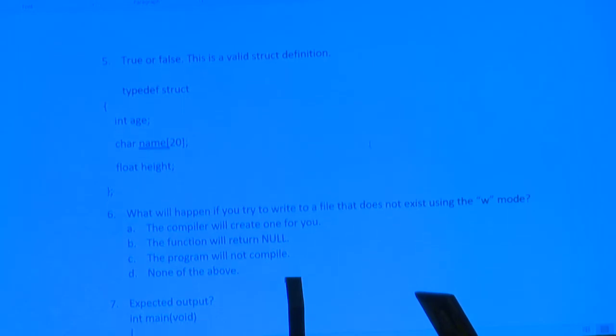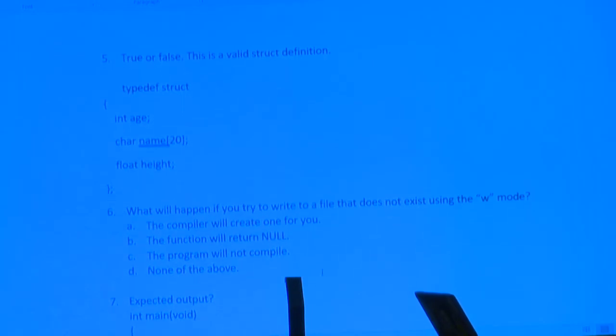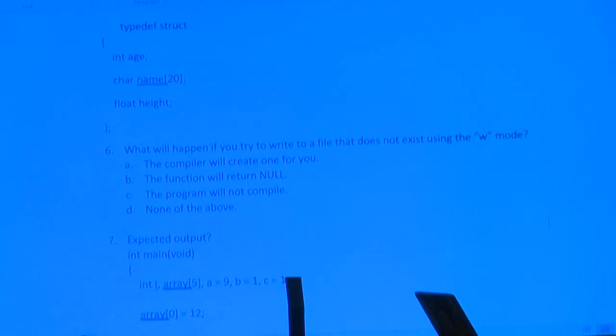All right, cool. Number 6, what's going to happen if you try to write to a file that does not exist using the W mode? What's up? None of the above? Okay. Paul, what do we think? The program will not compile? I think it's A. So yeah, once again, Jonathan is on the money. If you're writing to a file that doesn't exist using the write mode, the compiler will create one for you.